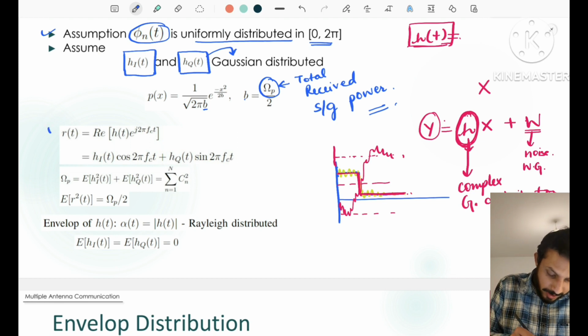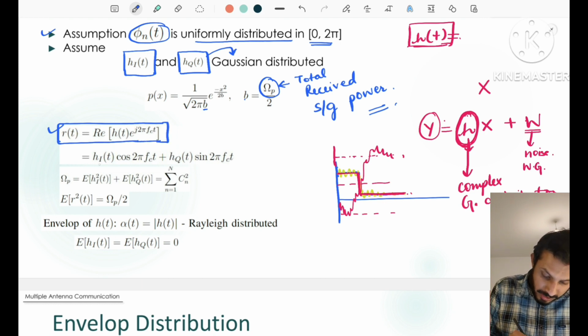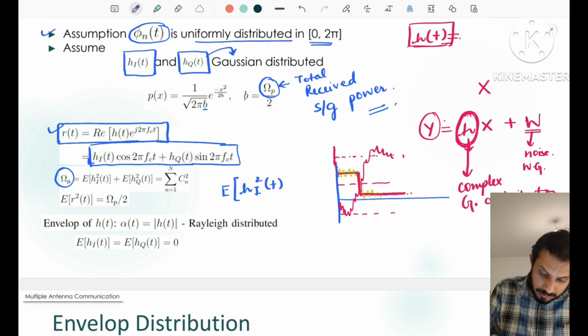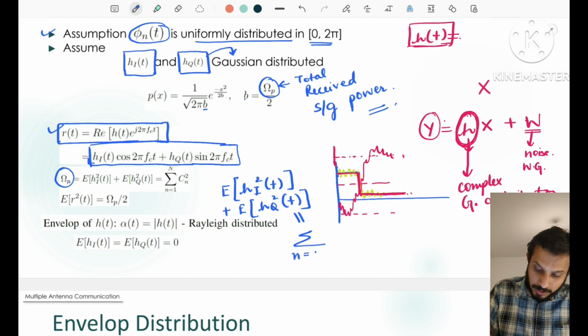So based on this, we have r of t is equal to the real part of h of t into e raised to the power j 2 pi fct, which can be represented as hi cos 2 pi fct plus hq sin 2 pi fct. And if we take the received signal power, we can write this as the mean of the real part plus the mean of the imaginary part, which is equal to the summation n is equal to 1 to N of cn square.